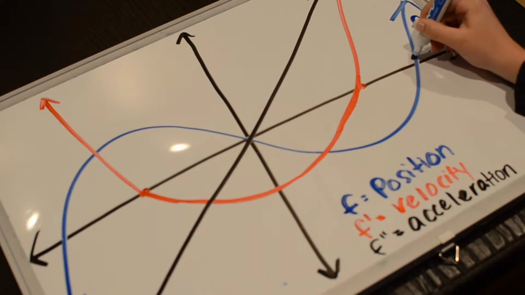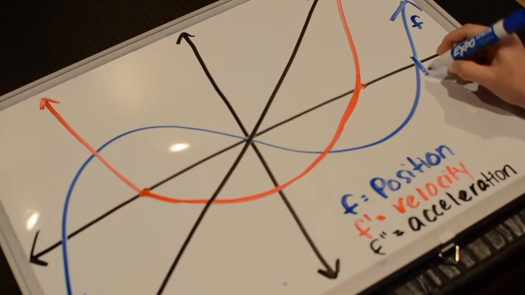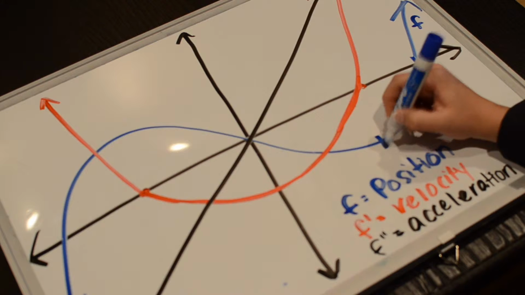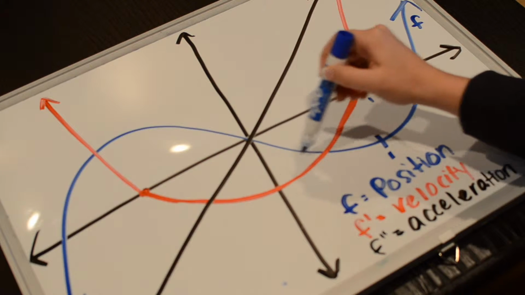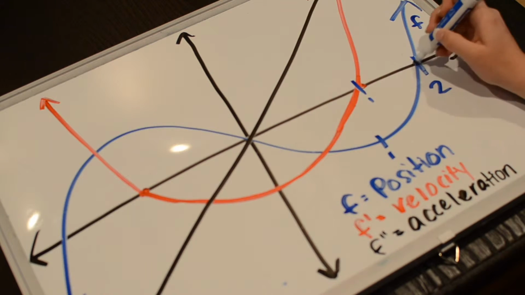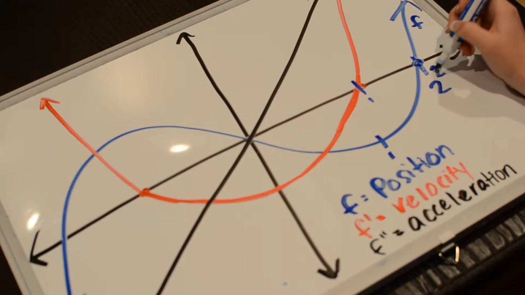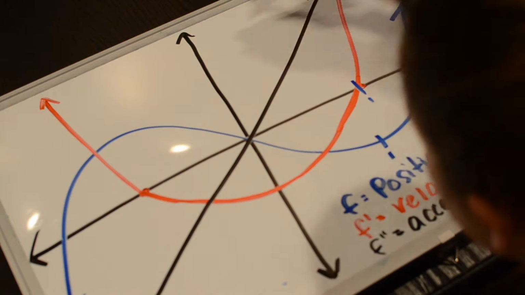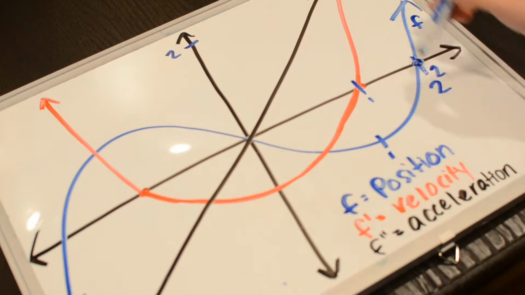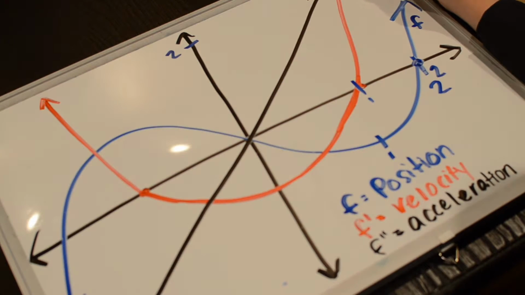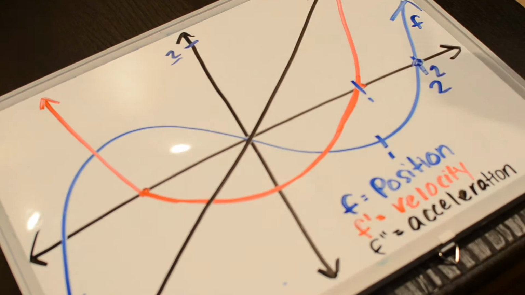Let's say this point is 2 and this is 1. This is the position of the particle. So the position here is at 2. Up here, let's say this is 2. If we look at the F prime, we can see that at position 2, F prime is going at a speed of 2.